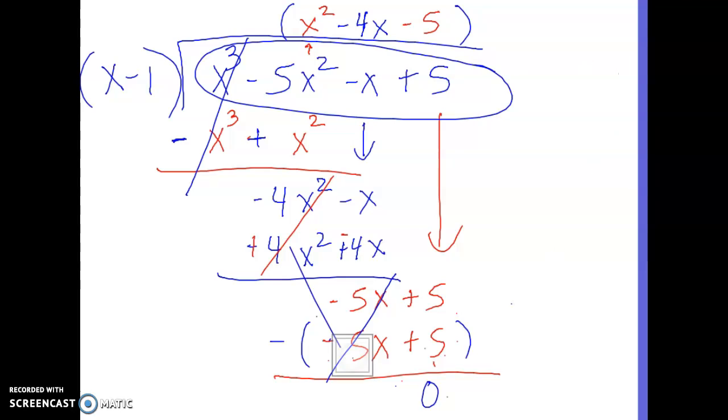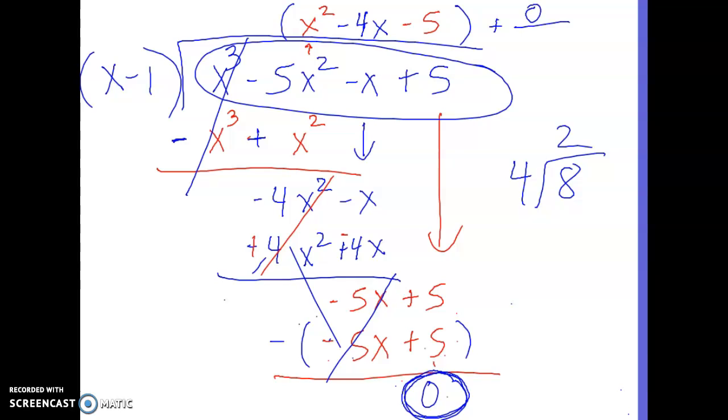So if we were doing this with numbers, right? 4 goes into 8 2 times. 2 times 4 is 8. That's all we're doing. Now, if it doesn't go in evenly, you would take the remainder, what's left over, and you would put it over. In this case, it would be 0, right? But it's usually some other number, over x minus 1. Okay?